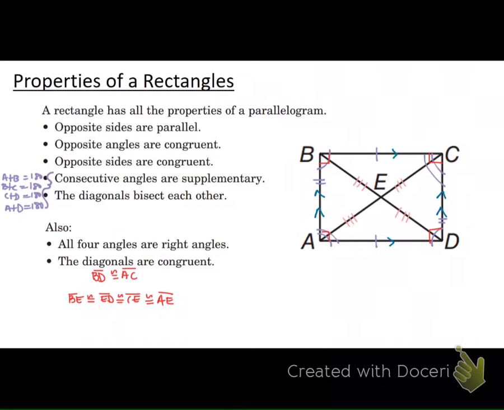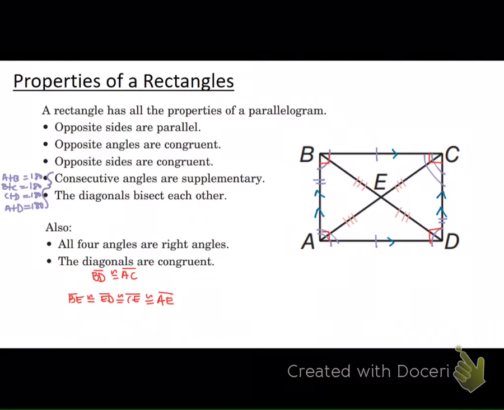But the seventh box down, both pairs of opposite sides are congruent. That is definitely a property of a rectangle. How about only one pair of opposite sides is congruent? No, it's both pairs. That doesn't work. Are all sides congruent? No, we're not talking about a square. It's a rectangle. Okay, both pairs of opposite angles are congruent. Are opposite angles congruent? Yes, they're both 90 degrees.